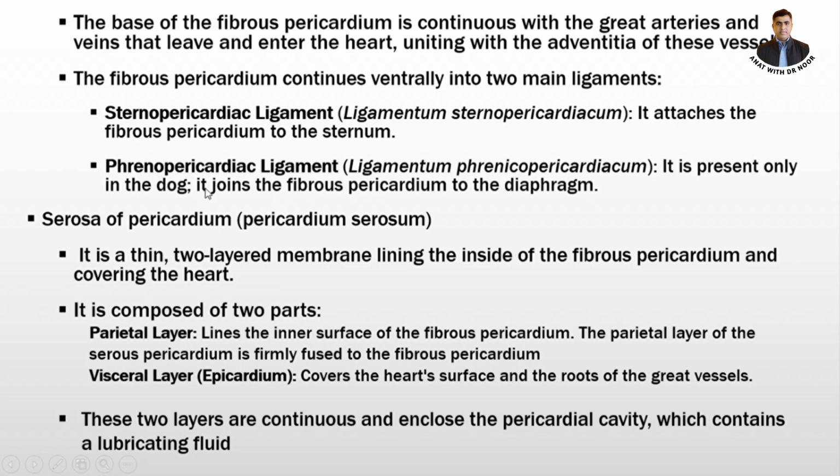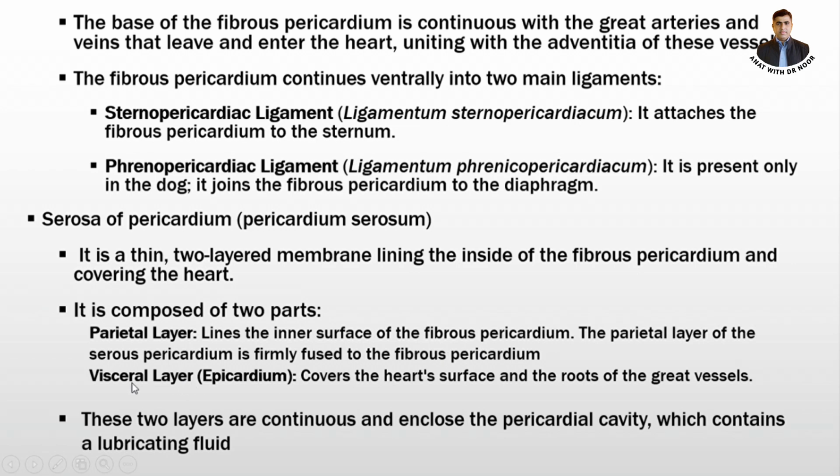Okay, remember the serous. Now let's go to the serous pericardium. It is a thin two-layered membrane lining the inside of the fibrous pericardium and covering the heart. Composed of two parts, parietal and visceral layer. Parietal layer lines the inner surface of the fibrous pericardium. The parietal layer of the serous pericardium is firmly fused to the fibrous pericardium from the inside, not the outside, from the inside.